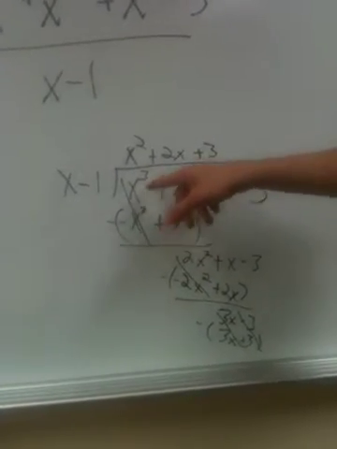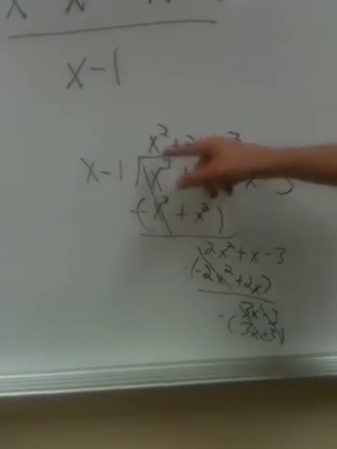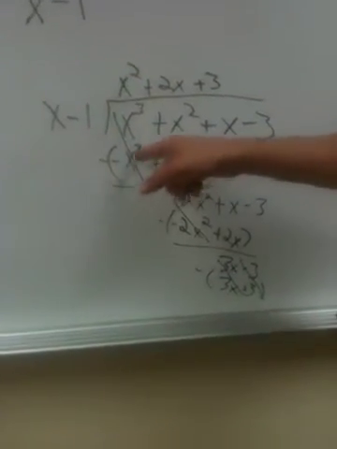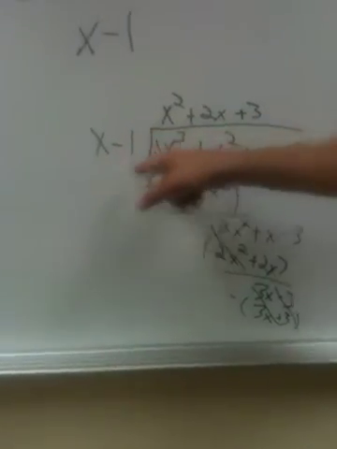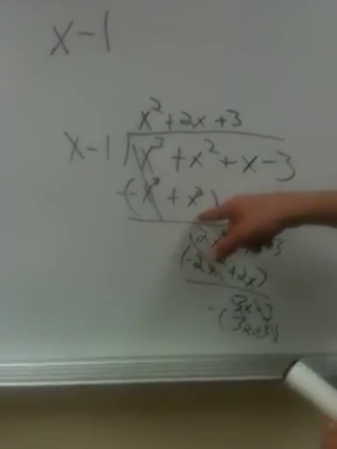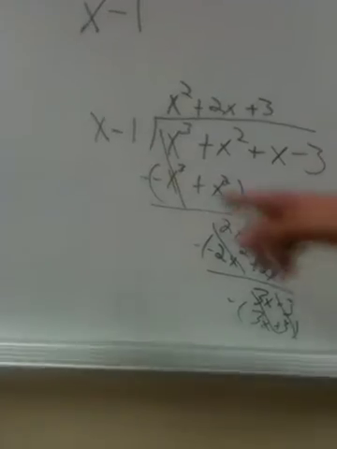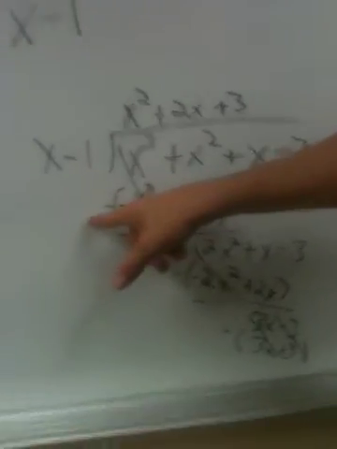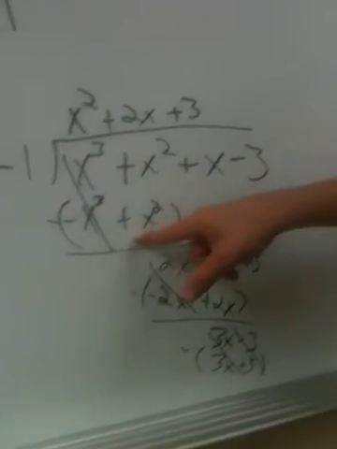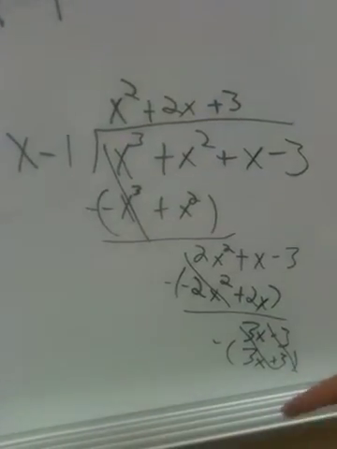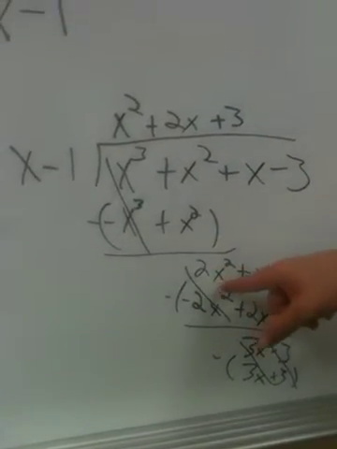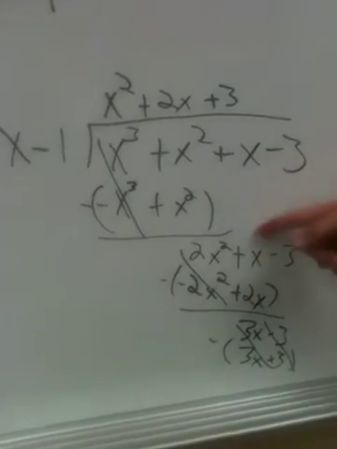So for the first one, you're going to find out what times x will give you x to the third, and that is x squared. So then you pull your x, you multiply this out, you get x to the third, and then x squared times negative 1 is a minus x squared. And now what you do is you switch the sign. So this is going to be a minus, and this is going to be a plus. So then the x cubes cancel out, and you add together the x squareds. So you get 2x squared plus x minus 3, because you bring everything else down.